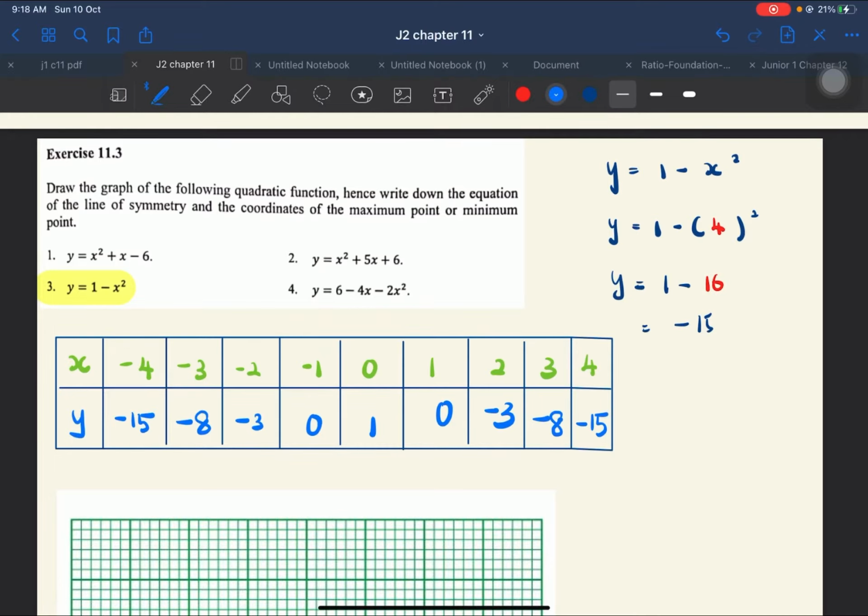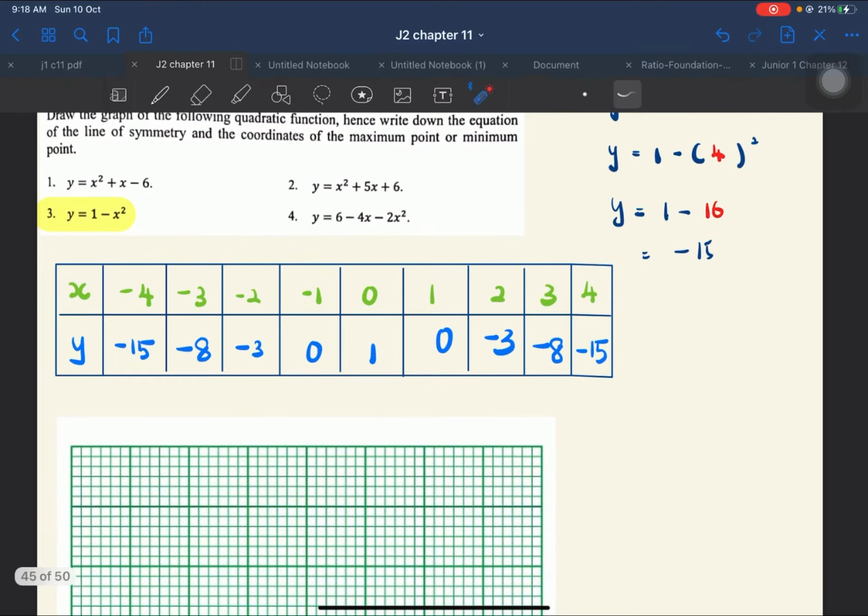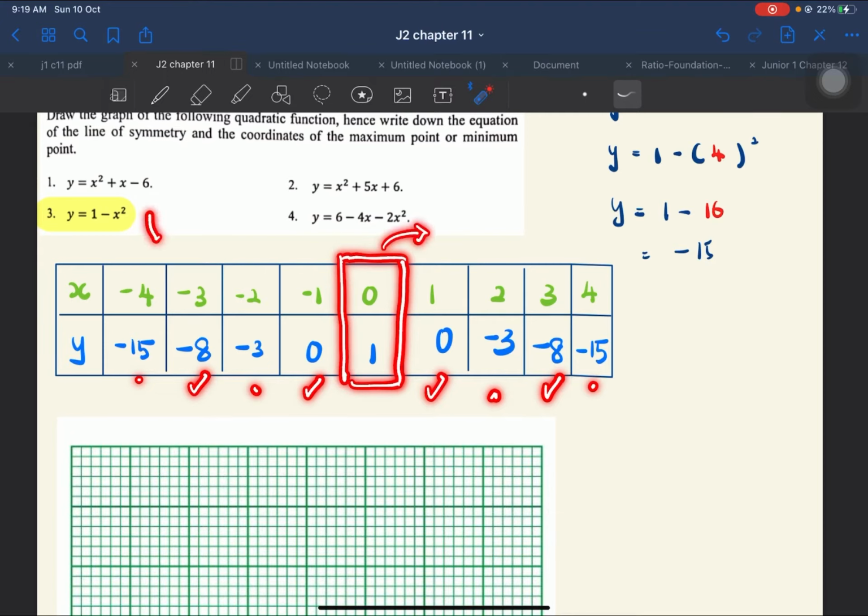From here we see the pattern of your y values: negative 15, negative 8, negative 3, 0, and this will be your minimum or maximum point. From here, we know that the graph is going to look like this, which means you will have a maximum point of 0, 1. This is your maximum point, 0, 1.